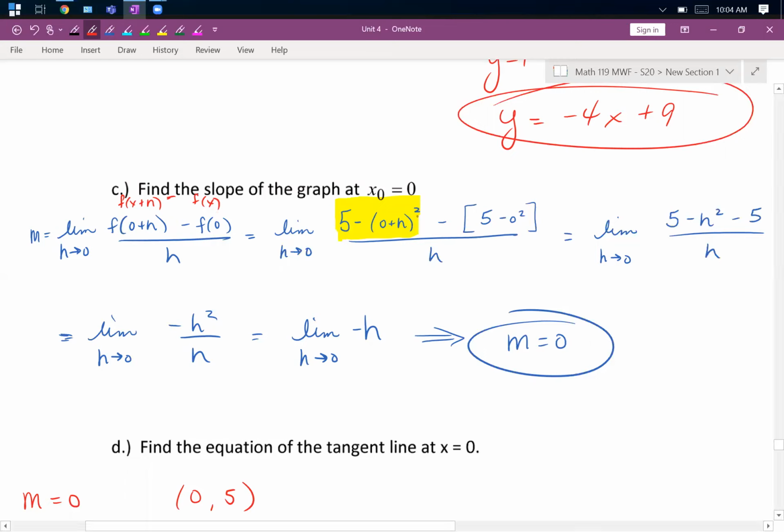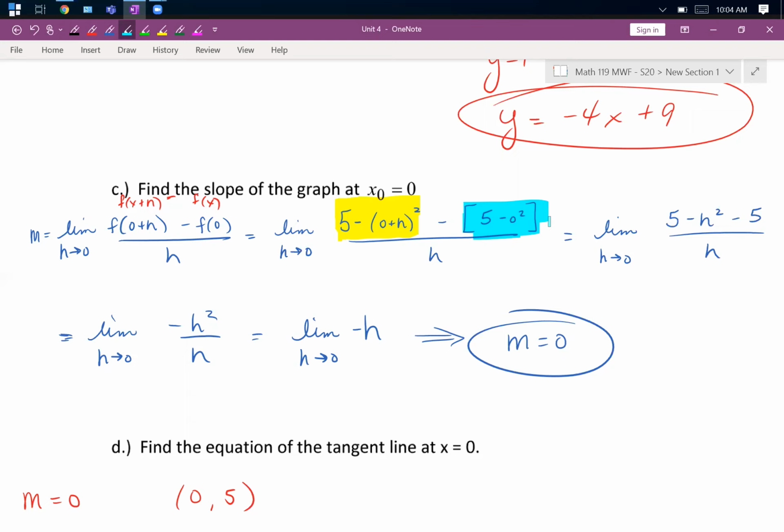So this first part that I have highlighted in yellow is where I've just plugged 0 plus h in for x, and then minus our original function evaluated at 0. And the cleanup on this one was pretty quick. Limit as h approaches 0, 5 minus h squared minus 5 all over h. Constants fall out. We cancel an h. Now it's safe to plug 0 in for h when we have the limit as h approaches 0 of -h. We get that the slope of the graph at x sub 0 equals 0.